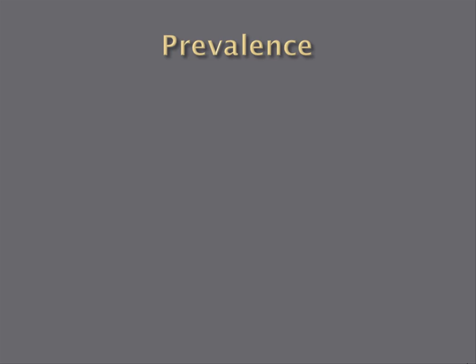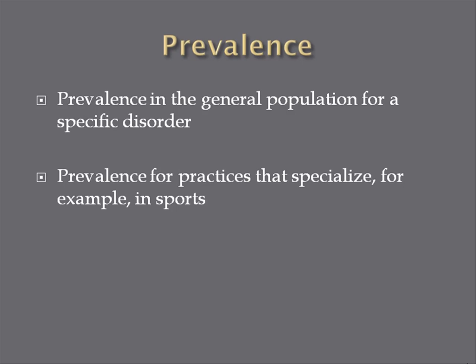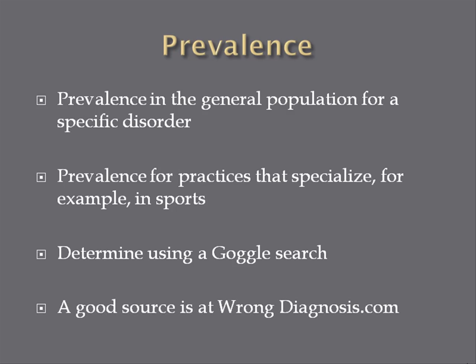So the big question, how do we know the prevalence? Well, taking into consideration the context of your practice helps. If you're a generalist, you can look at the general prevalence in the population as a whole for that disorder. Or if you specialize in, let's say, sports, look at the specific literature for a similar context, such as an orthopedist or sports clinic, to get a better sense of the prevalence in that context. These are sometimes quoted in studies, but they can often be Googled. Just type in the disorder and the word prevalence. A good source is at wrongdiagnosis.com.